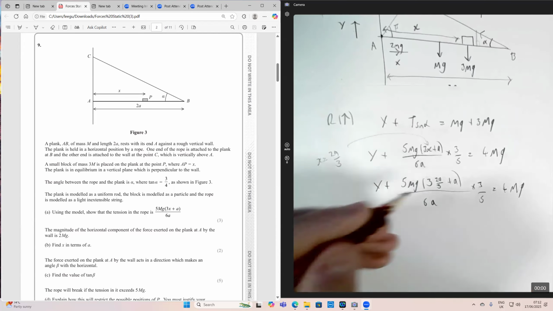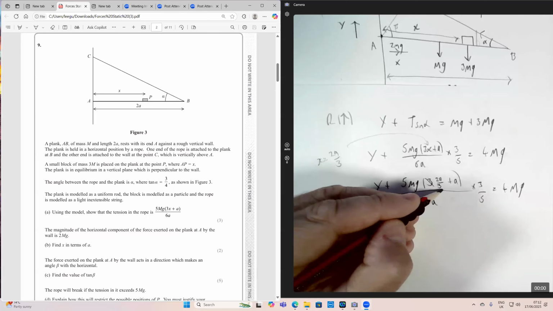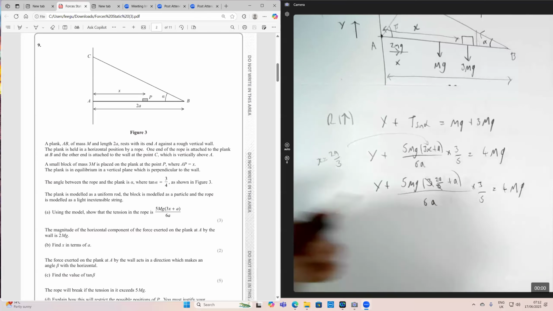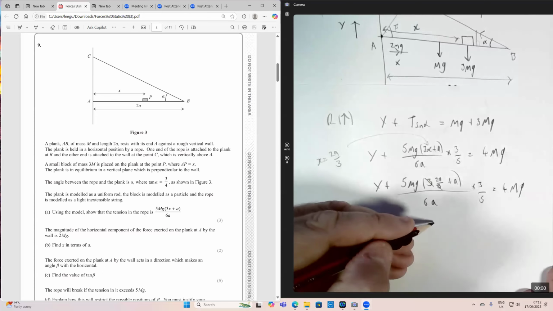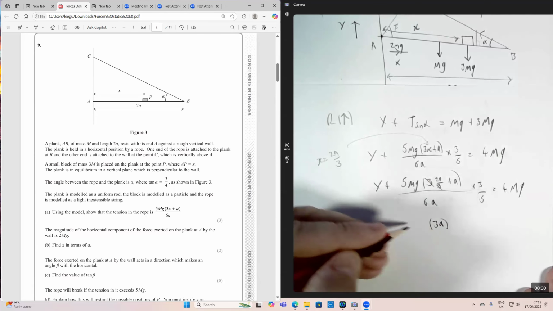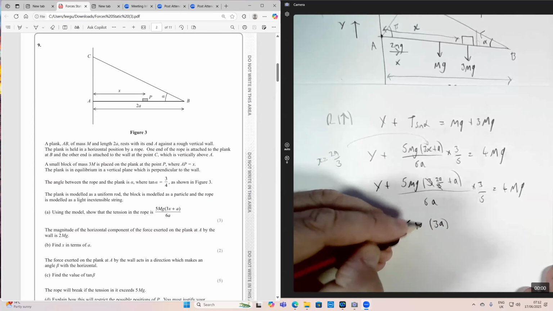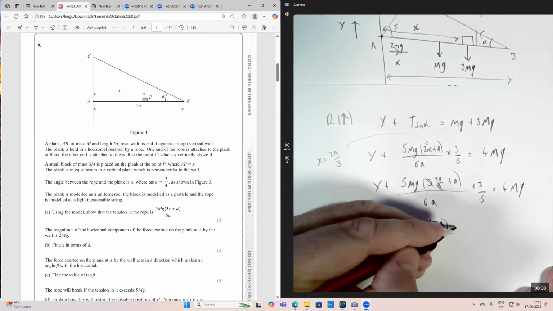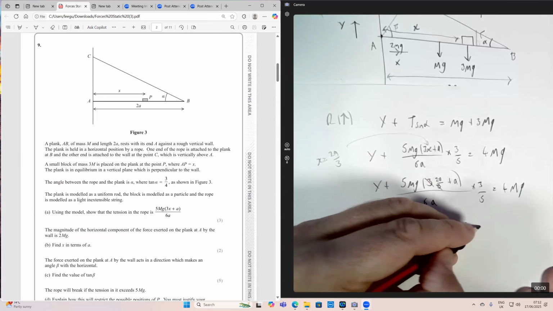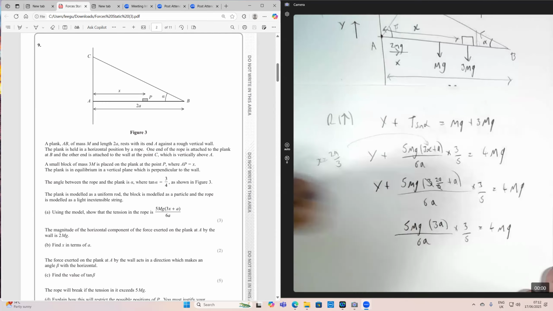What can we cancel out? Right, so that 3 and that 3 will cancel, okay? And then the 2a, add the a, will become 3a. So let's just kind of take it steady here. 5mg over 6a. We've still got here 3/5 is equal to 4mg.